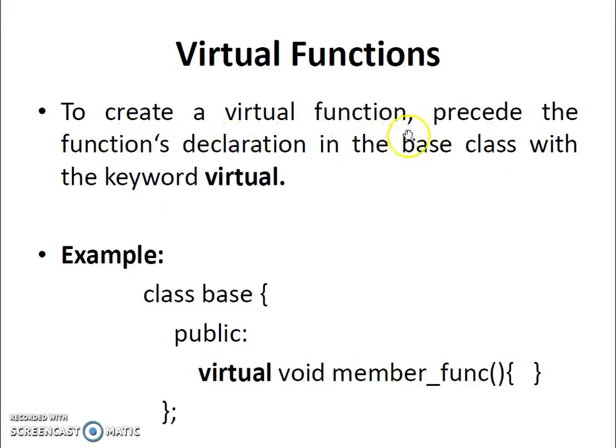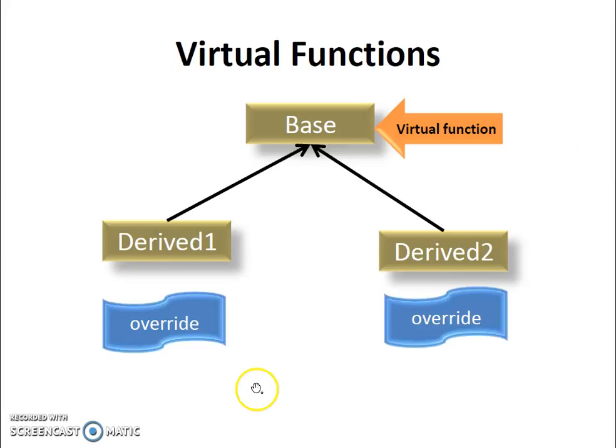Virtual function: to create a virtual function, precede the function declaration in the base class with the keyword virtual. For example, here I have a base class in which a function is created as virtual. Here I have a base class which consists of a virtual function, which Derived 1 and Derived 2 will override.